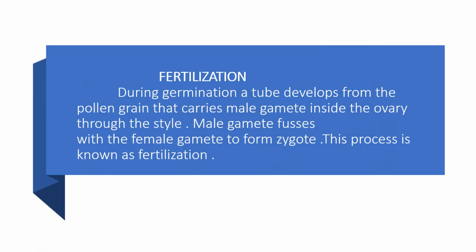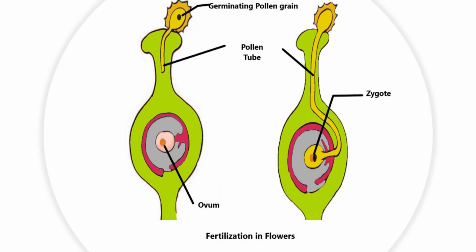What is fertilization? During germination, a tube develops which is called as pollen tube, and this carries the pollen grain into the stigma of the flower. Here the male gamete gets fused with the female gamete to form a zygote. This process is called as fertilization. Here see where the pollen grains are present. At the top there is a yellow colour portion. This is called as pollen grain, which consists of pollen tube, which helps the pollen grain to enter into the style. And here the male and female gametes fuse together to form zygote.